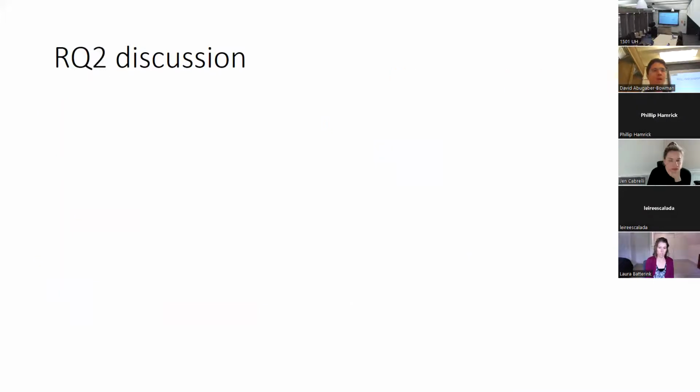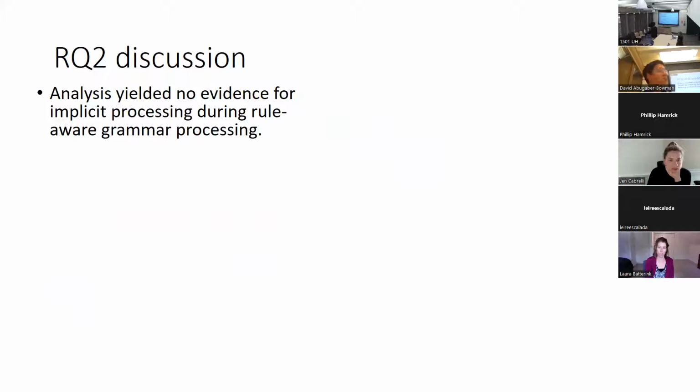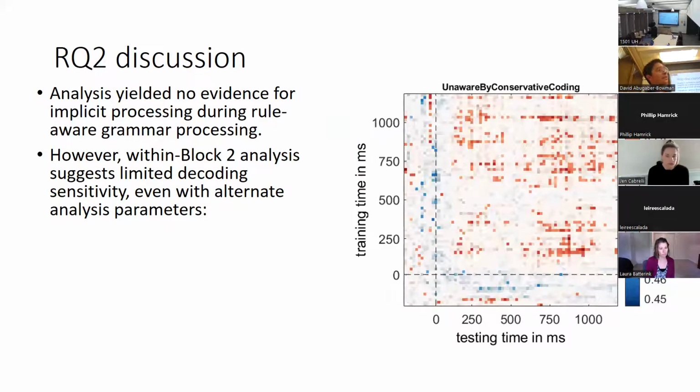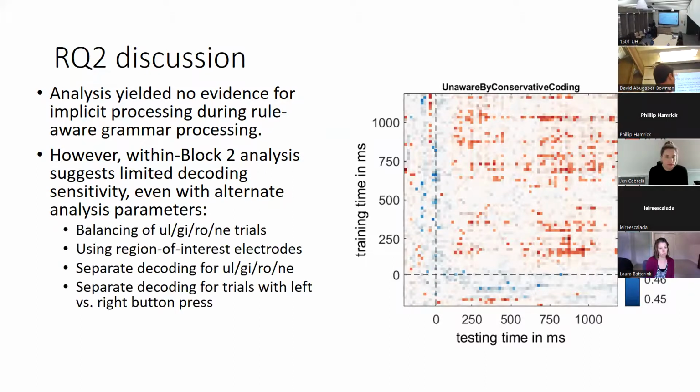Okay, thank you. Yes, RQ2. So we showed no evidence for implicit processing or aware or unaware processing. However, some follow-up analyses that we did within block decoding, where we trained and tested the decoder on the same data using 5-fold cross-validation, show that our decoder wasn't really sensitive in the first place.